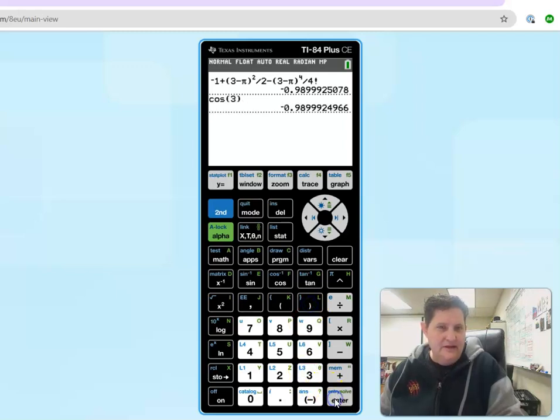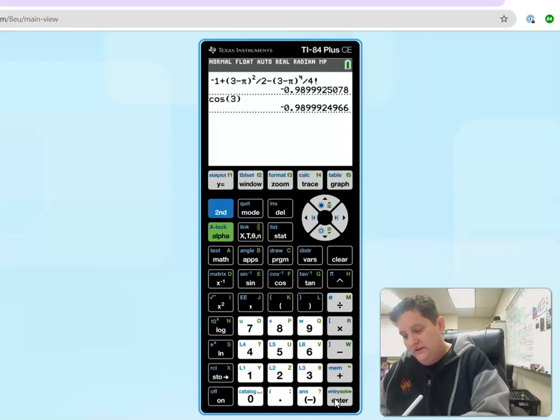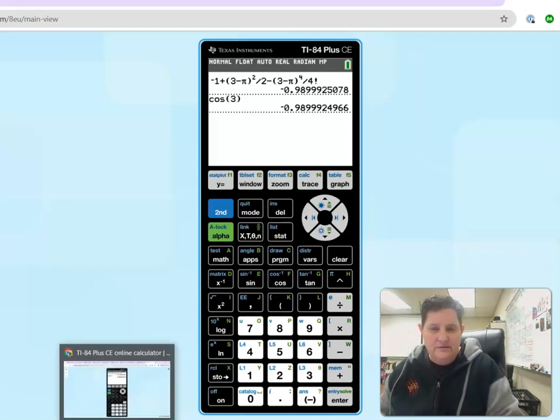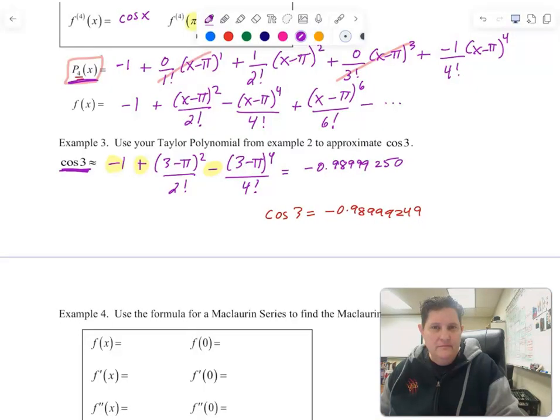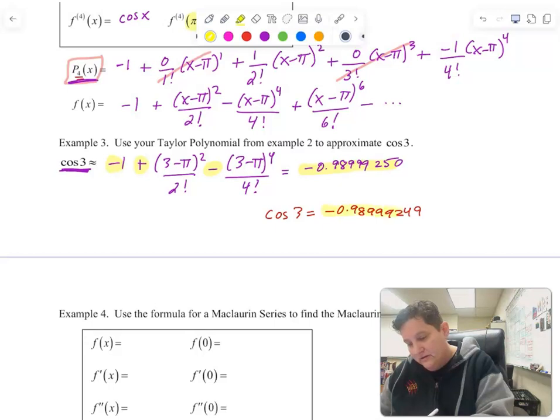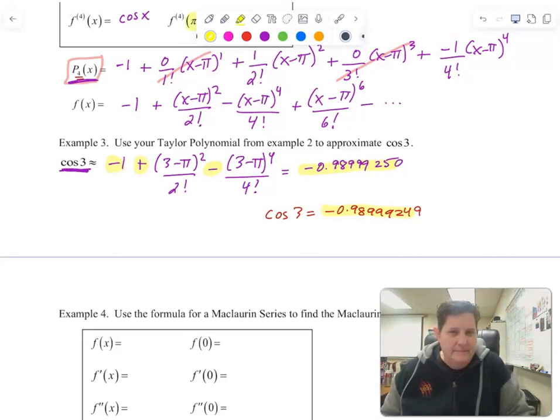Now, this is like the exact value. That's crazy. Negative 0.989999249. This one was like 250. Alright, you guys, that means that a 4th order Taylor polynomial actually approximated that to the 10, 100,000, 10,000, 100,000, million, 10 millionth digit, maybe? Millionth digit or 10 millionth?